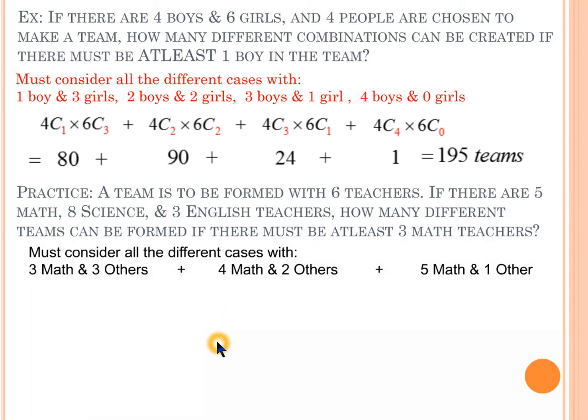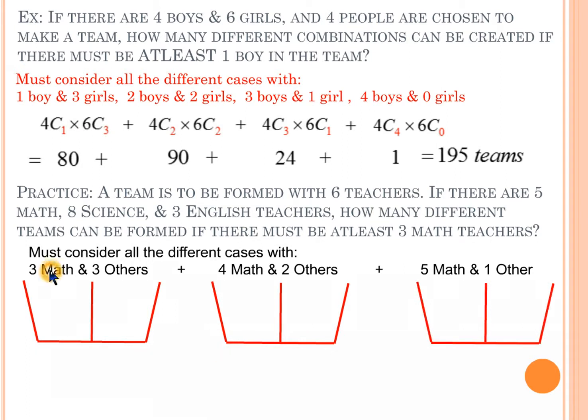Okay, so let's go back to the bin method if we can. So how many math teachers do we have? Well, we have 5 math teachers and we have 11 other teachers. How did I get this 11? Well, 8 science teachers plus 3 English teachers. That will give me a total of 11 other teachers. So from this case right here, from the 5 math teachers, I need 3 of them. And from here, I need 3 others. So 11, choose 3.